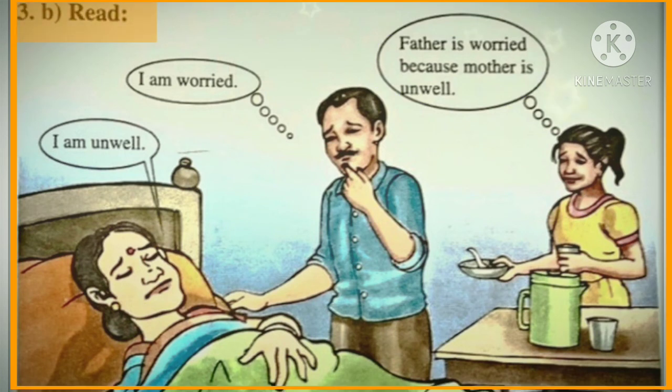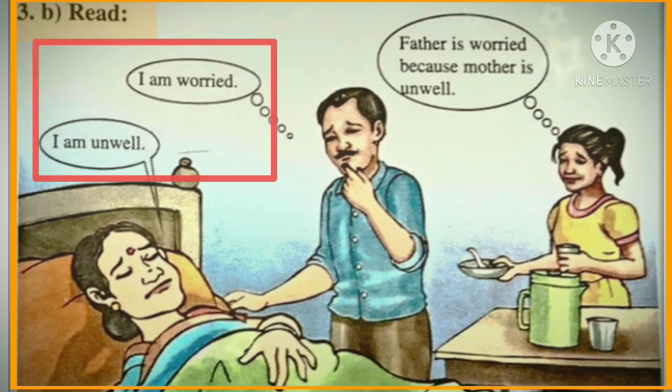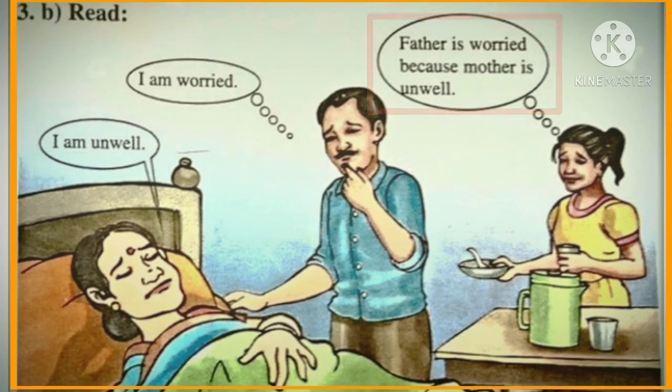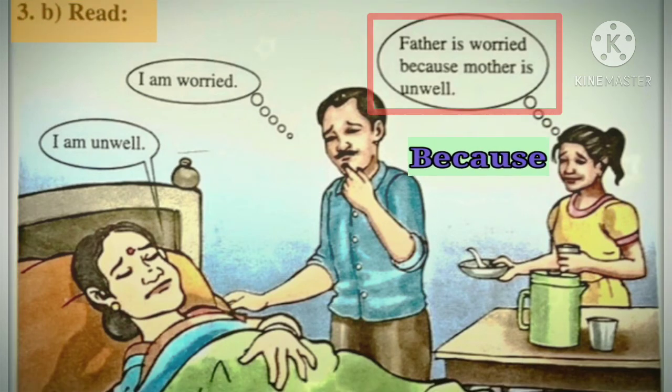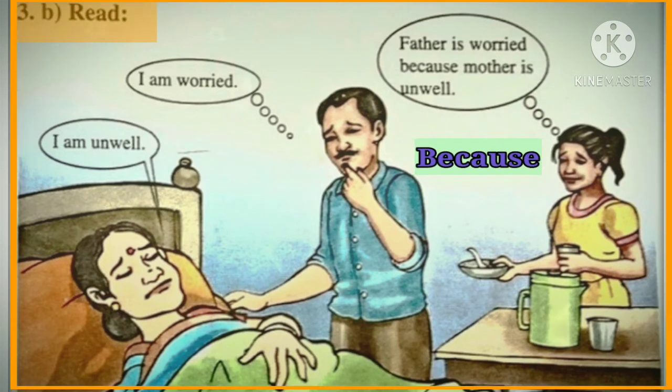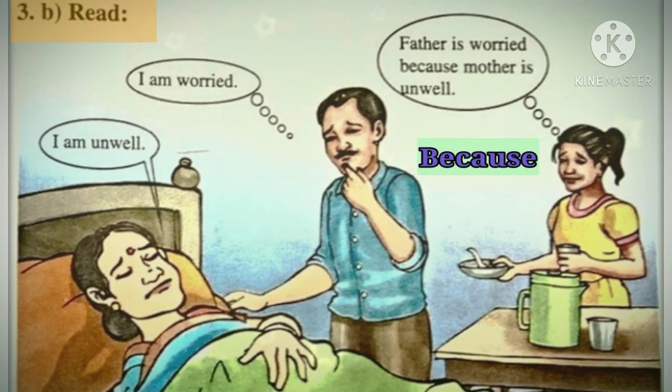Students, notice here the two sentences, I am unwell and I am worried. Both the sentences are joined together in the third sentence by using the word 'because'. See, here it is written, father is worried because mother is unwell. Okay students, till now we have got two words, 'and' and 'because'. By using them we have joined two sentences in these two activities.